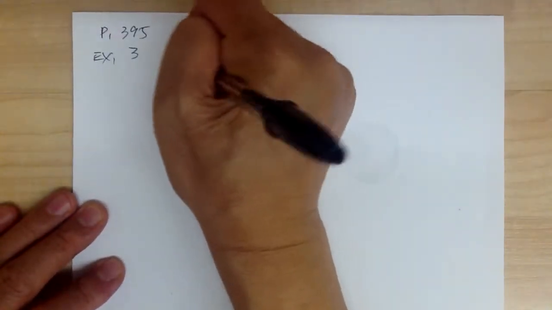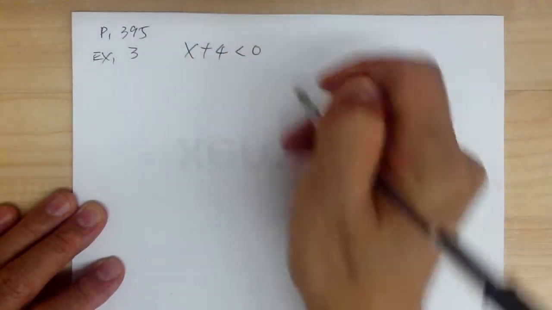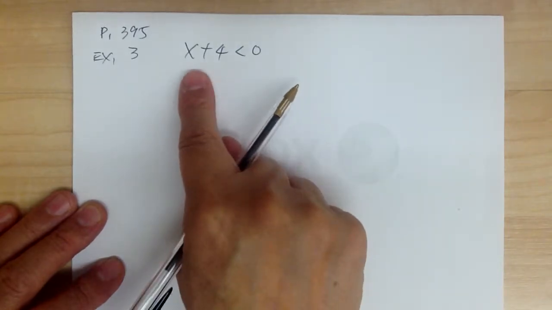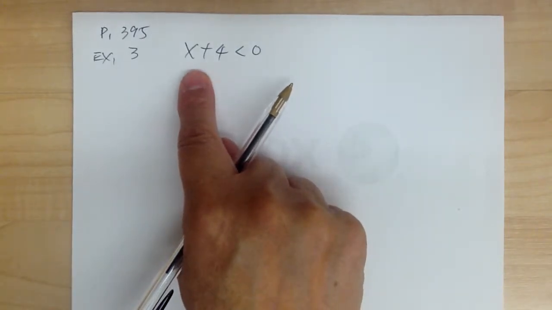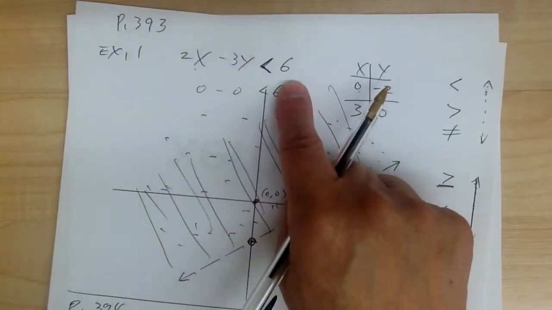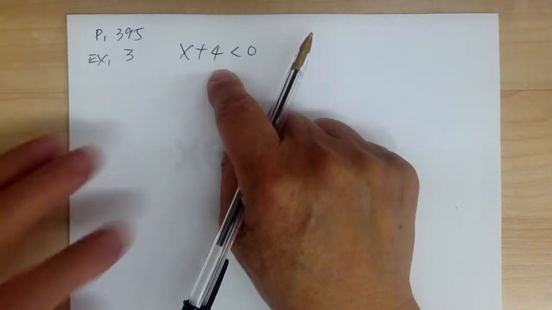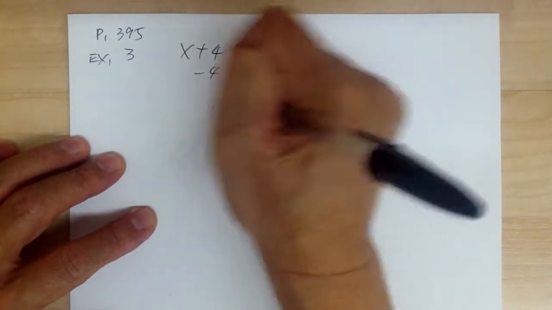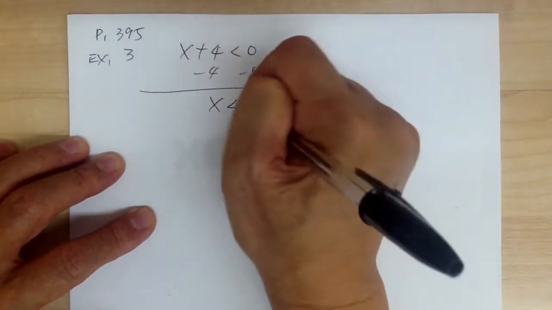You want to graph x plus 4 is less than 0. In this case, there's only one variable. So when you have only one variable, you can solve. See over here, when you have two variables, but with only one inequality, you cannot solve. So this one you can go and solve. So minus 4 on both sides. So you got x is less than negative 4.